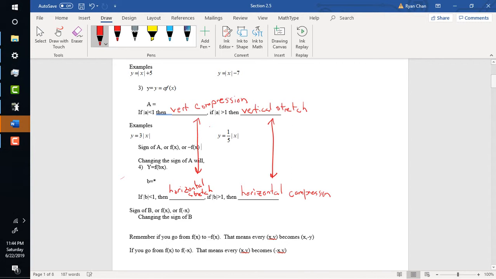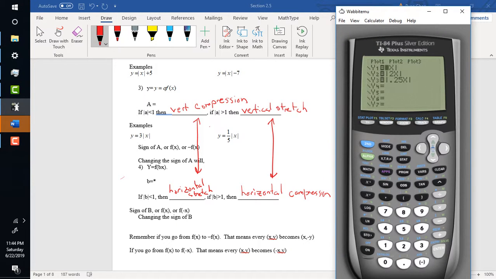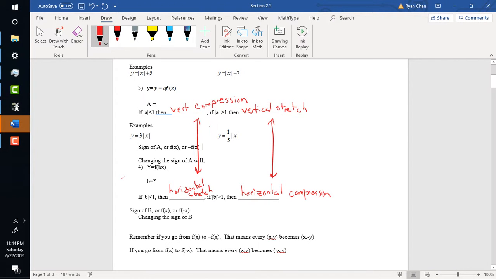Now let's talk about this. If I change the sign of a, or if I change the negative in front of my absolute value, what will happen? So let's see. What happens if I do negative absolute value of x? Notice it's actually flipped upside down. So let me erase this. So hopefully you guys already got this right here.